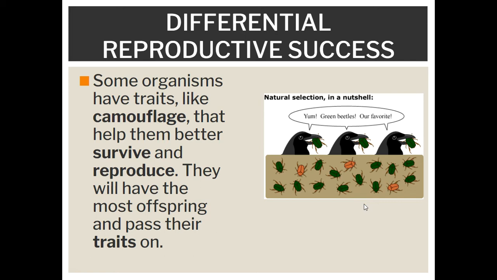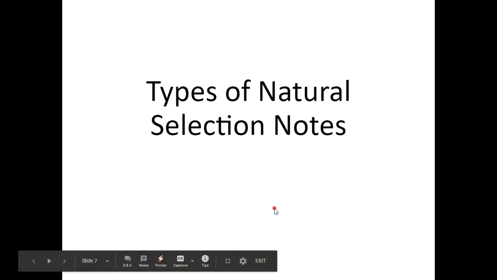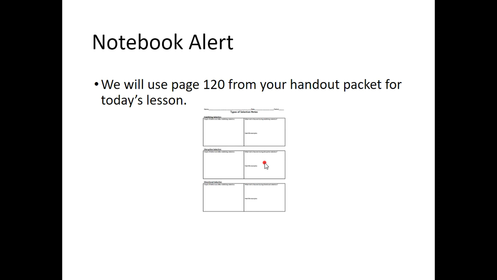So now that we have a better understanding of natural selection and how that works, let's take a look at the types of natural selection. So these are our notes, packet page 120. We've already cut these out and glued them in to our notebook.